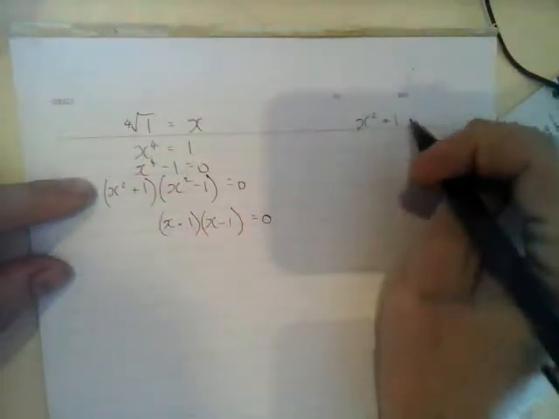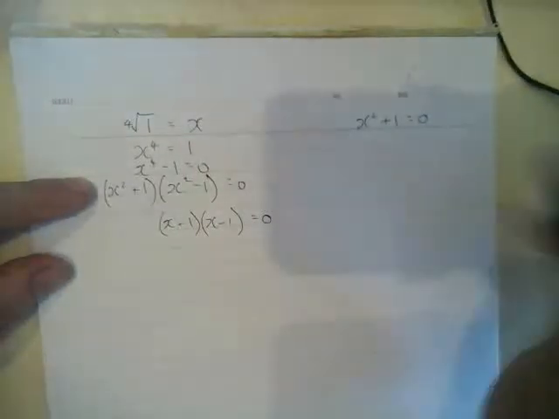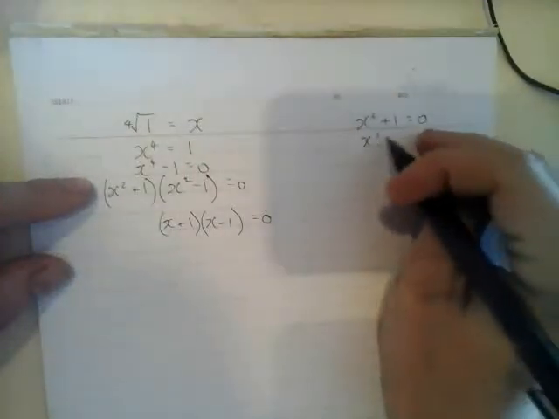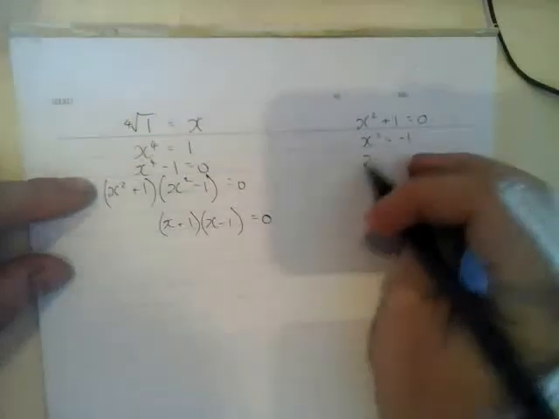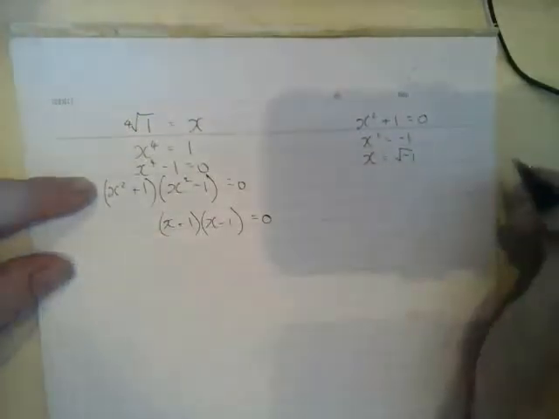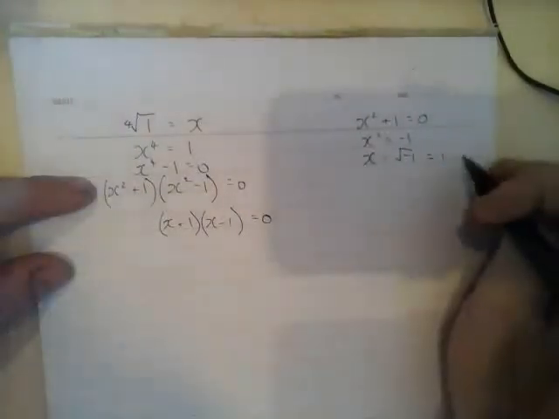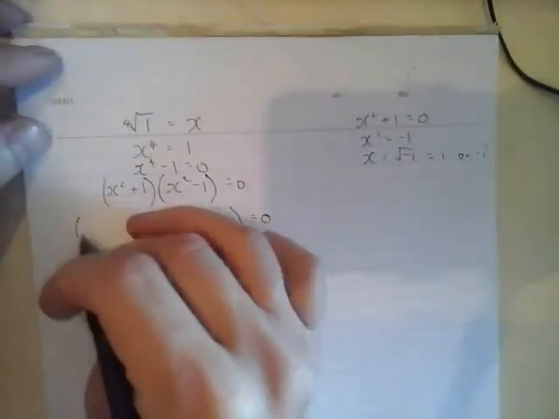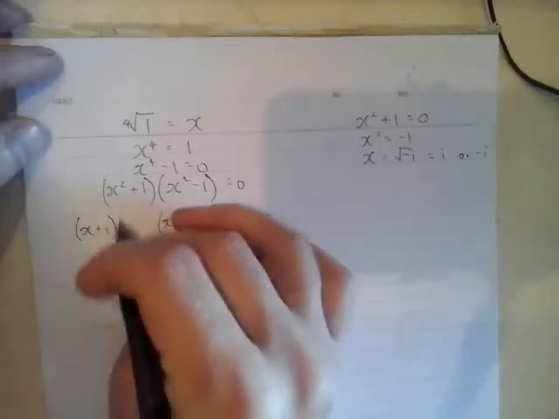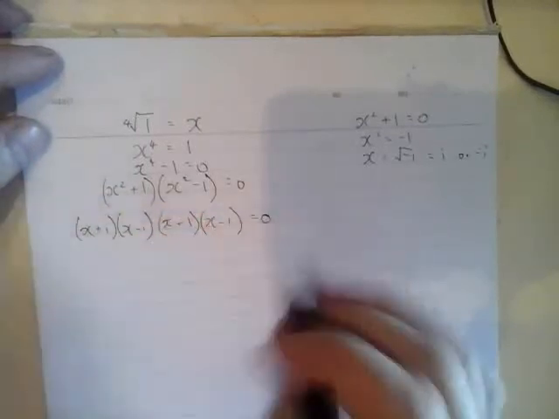That's x squared plus 1 must equal 0. So x squared must equal minus 1. So x is going to be the square root of minus 1, which is going to be i, or minus i, the imaginary number. So that means I can factorise this side of the bracket to be x plus i, x minus i.